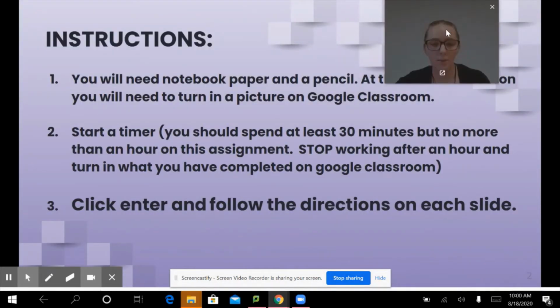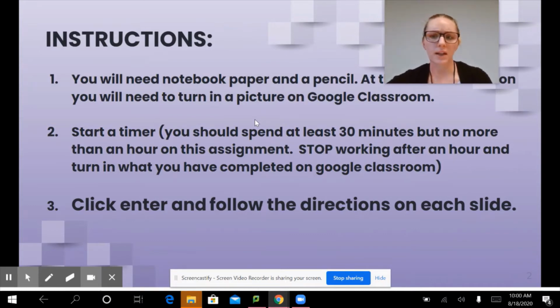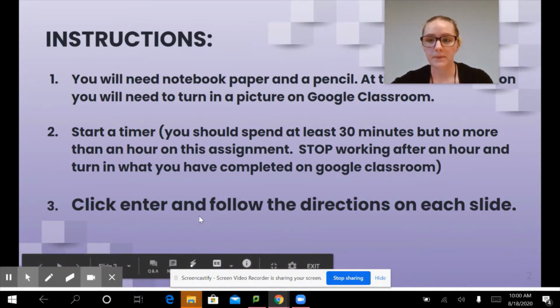Again, all right, you will need notebook paper and a pencil. At the end of class, you will turn this in on Google Classroom, and that'll be pretty obvious when I make the assignment where you're going to put it. Start a timer. All right, you should spend at least 30 minutes on this assignment, but no more than an hour. So if you're not finished with it in an hour, then you just need to stop and turn in what you've got. All right.